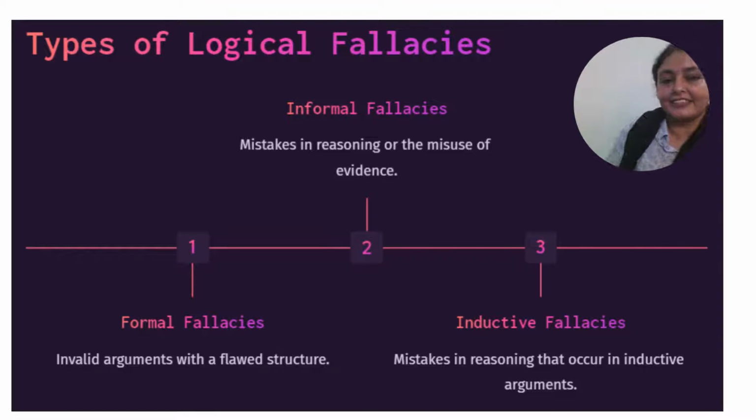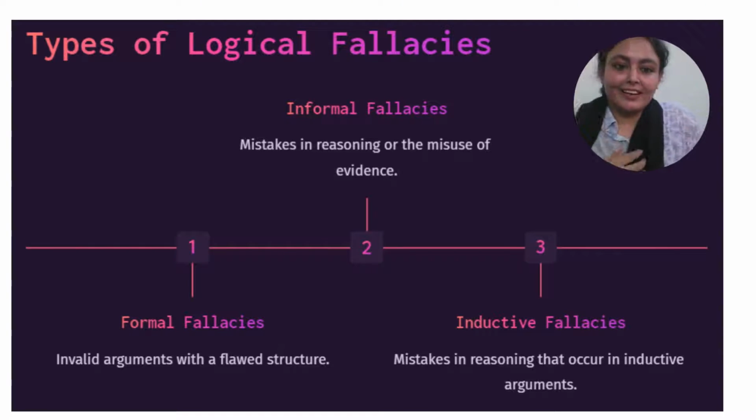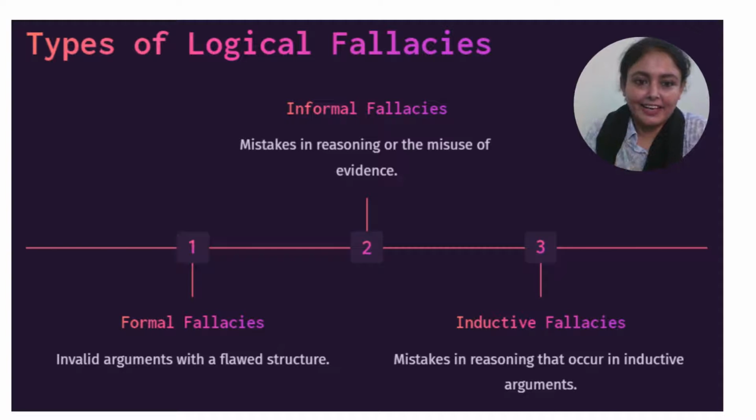Let's say that person A says to person B that if it is raining, then the ground is going to be wet. Okay, so person B went outside and he found that the ground was wet. There was no sign of rain, but the ground was wet. So he came back to person A and said that yes, it was raining.